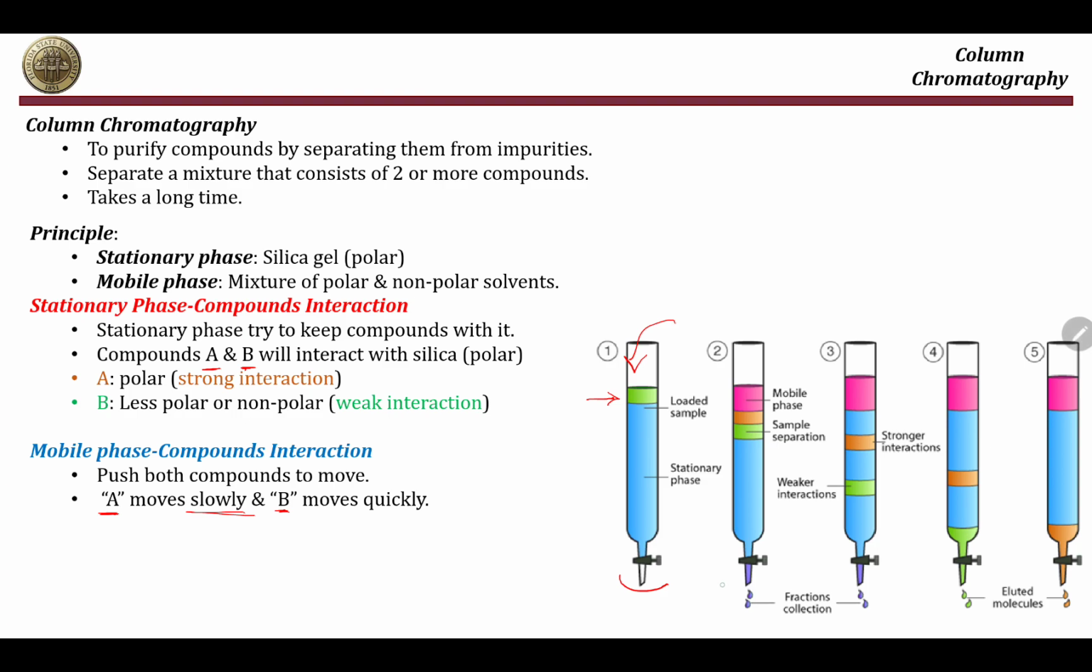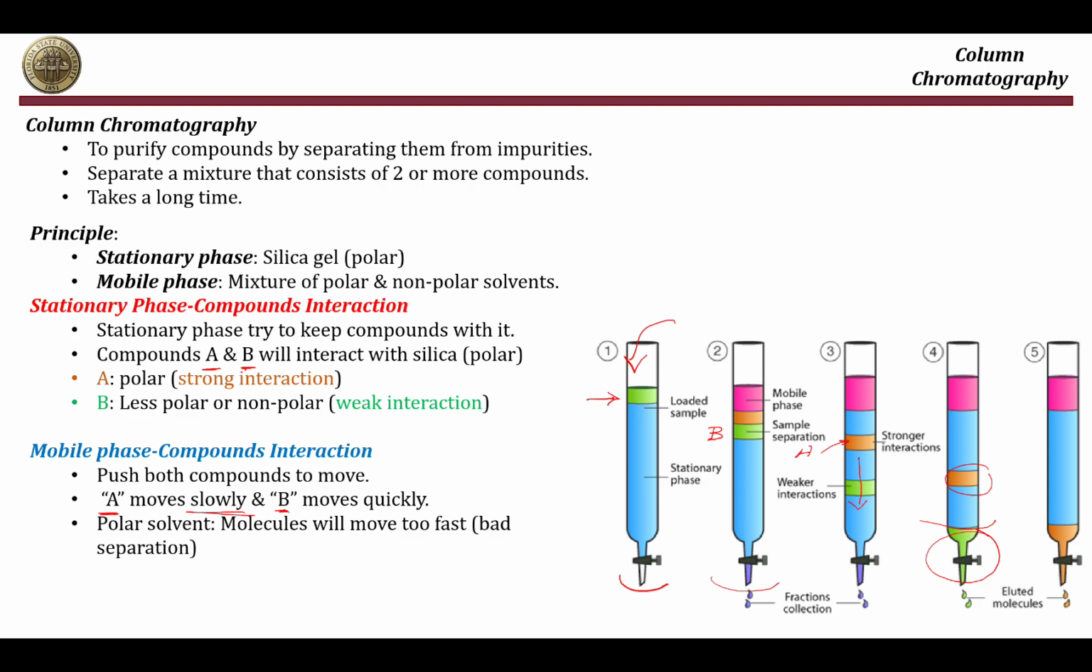And that's why if we just look back at this image here, we can see that with time, this green band, which corresponds to compound B, will start to move down the column quickly, whereas compound A, which is this brown or orange one, will start moving slowly, and that's why with time B will reach the end of the column and it will be isolated, and A will still be in the column. After some time we can push A also to go out of the column, and this is how separation works.